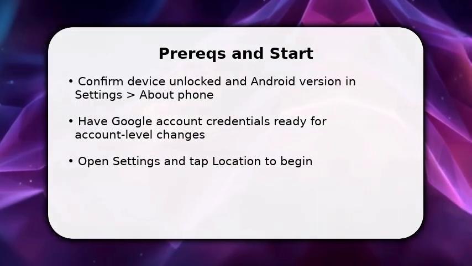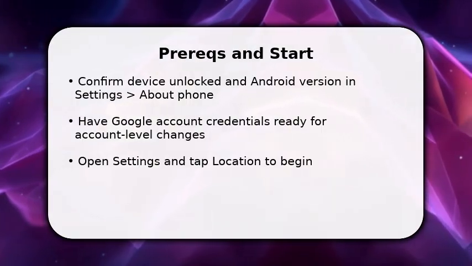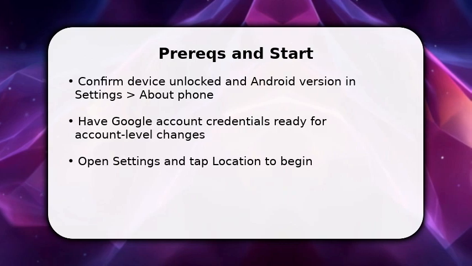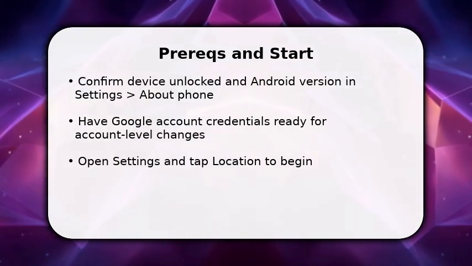You're doing this because turning off sharing in one place won't stop shared access from apps or Google services, so check both account and app controls now. Now focus on the middle, detailed steps.